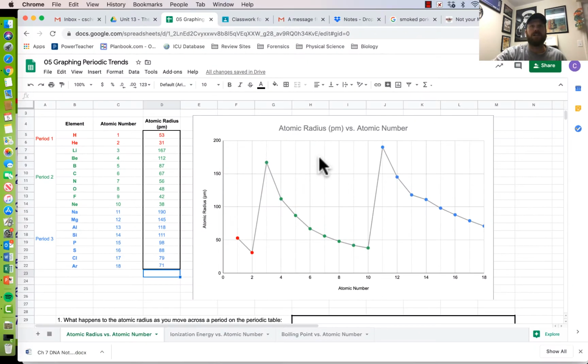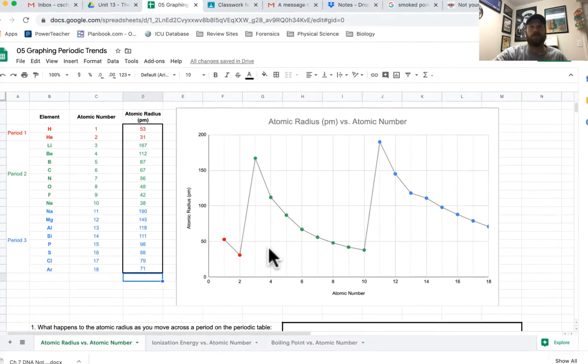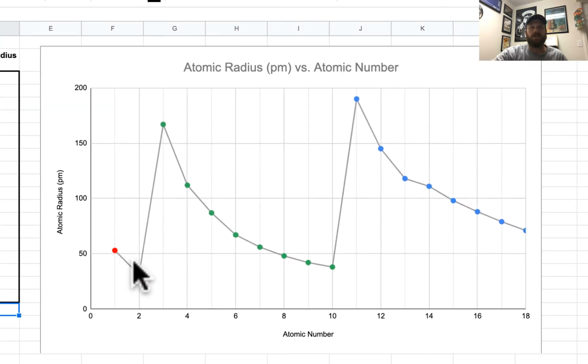Now let's look at the trends that we graphed for the periodic trends activity, starting with atomic radius versus atomic number. Atomic radius is basically the size of the atom. The trend across the period should be easy to see from this graph. Period 1 is represented in red, period 2 in green, and period 3 in blue. You can see for each of the periods, atomic radius decreases across the period. That means that atoms get smaller in size as you move left to right across the table.